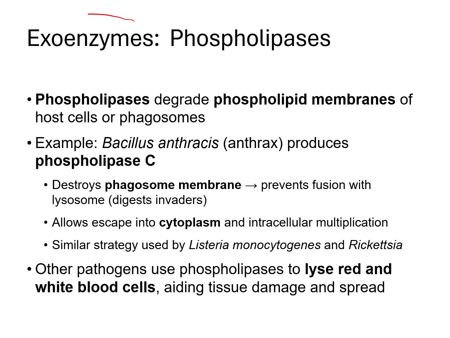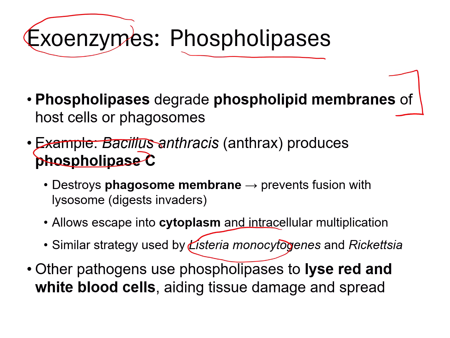Our next exoenzymes are phospholipases, and phospholipases are enzymes that attack the phospholipid membrane of host cells. Bacillus anthracis, for example, the cause of anthrax, produces phospholipase C, which destroys the phagosome membrane inside immune cells called phagocytes. This prevents the phagosome from fusing with a lysosome, and that lets the bacterium escape into the cytoplasm and multiply there. Other pathogens like Listeria monocytogenes or Rickettsia bacteria can use similar mechanisms as well.